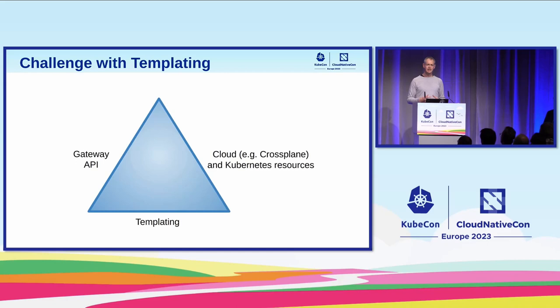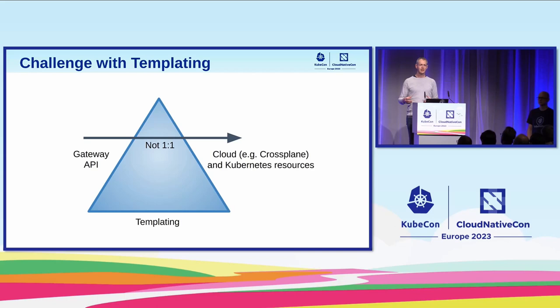Going, for example, from the Gateway API to the appropriate cloud definition of the cloud resources that we want to create is not a one-time conversion. You can't take a Gateway API gateway definition and say, hey, I'll just convert this through a template into a load balancer resource. That's not how it works. Typically, it will take 5-10 different cloud resources to implement a gateway. So it's a one-to-many here.